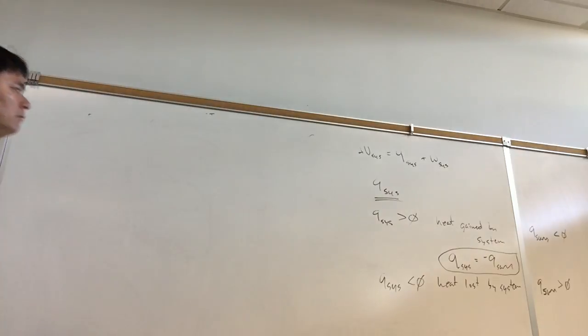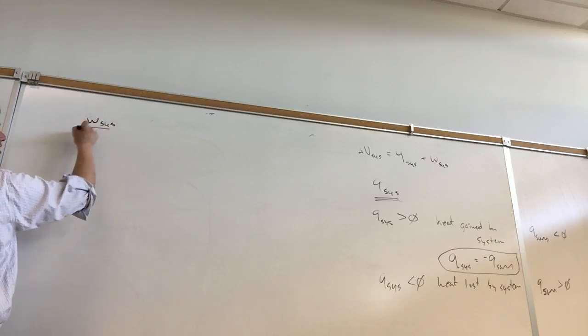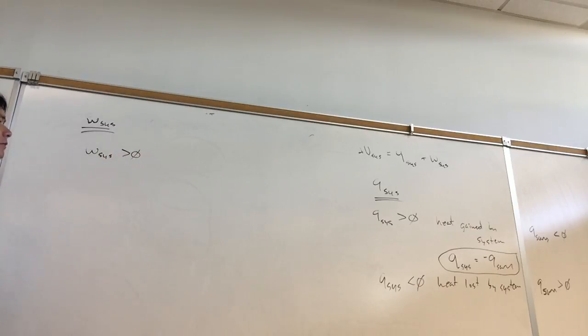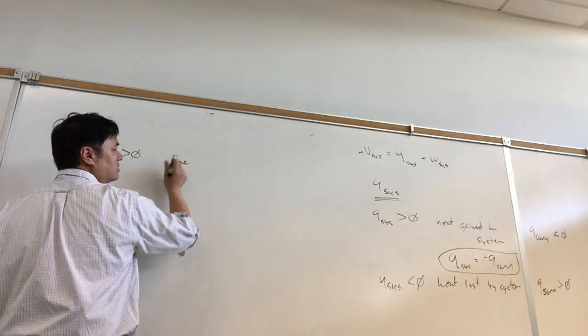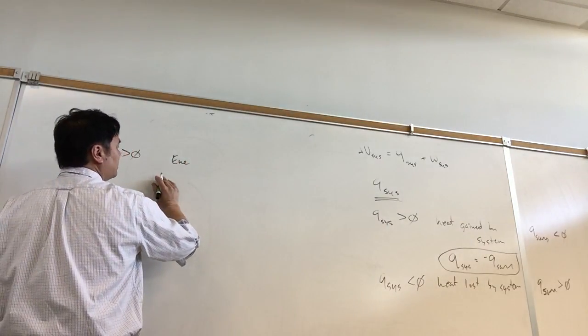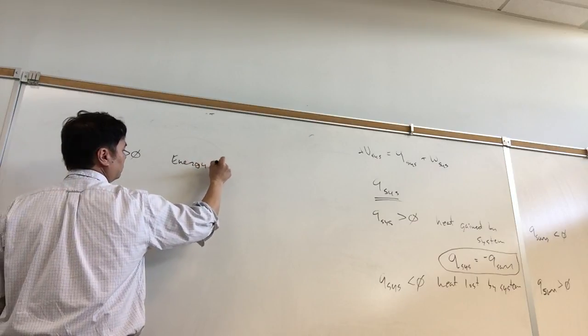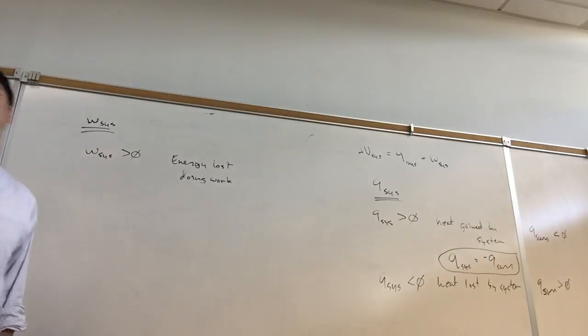Let's take a look at the work of the system. The work of the system is the same. When we look at the work of the system, if work of the system is greater than 0, then what that means is energy lost doing work. So the system lost energy doing work. Well, energy is neither created nor destroyed. And so if the system lost energy doing work, then that energy had to go somewhere. Where did that energy go?